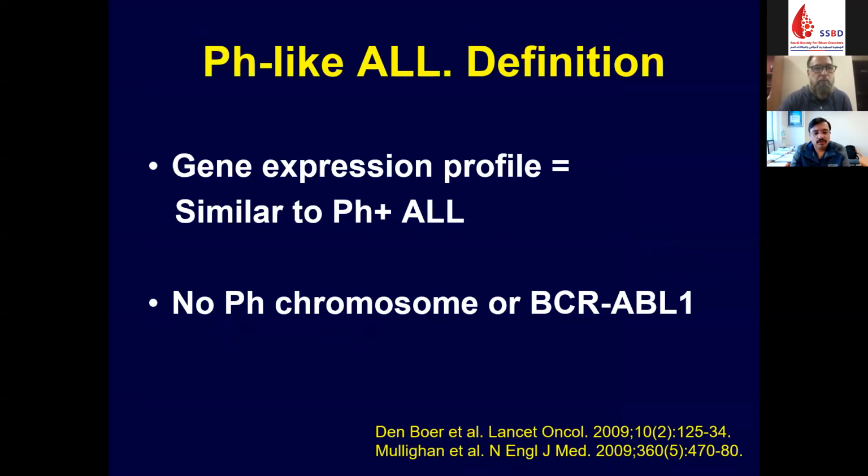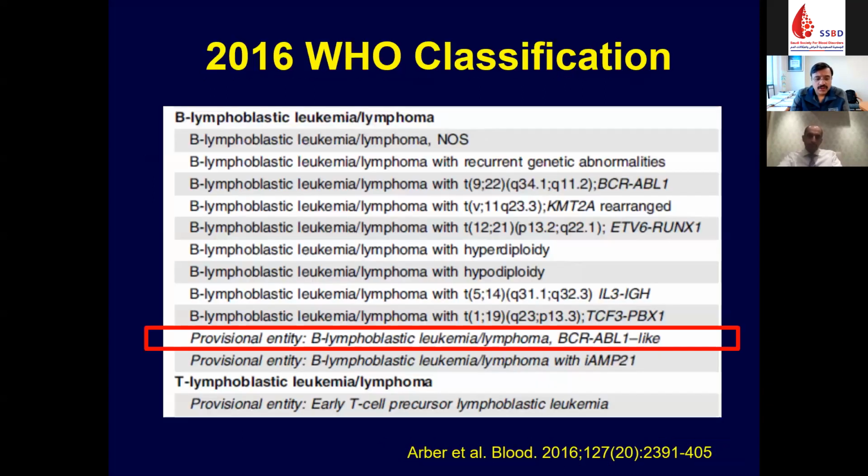So now, over a decade ago, investigators, one from a Dutch group and one from the St. Jude group in the USA, were looking at the gene expression profile of patients, initially children with ALL. They found that there was a group of kids whose gene expression profile was similar to pH positive ALL, but they didn't have the Philadelphia chromosome or the BCR-ABL1 transcript. These patients were then labeled as BCR-ABL-like ALL for the WHO classification, or we also call them pH-like ALL.